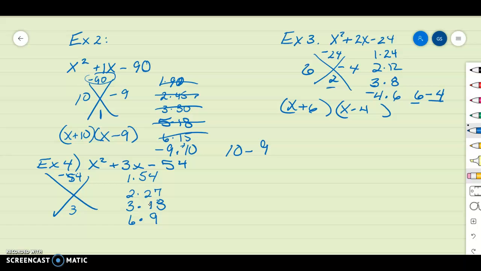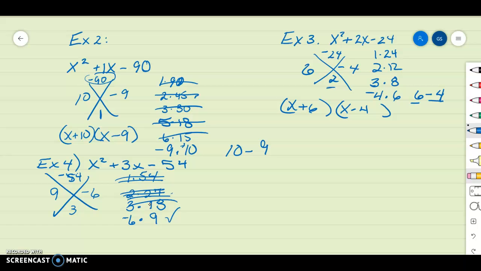Okay. We said 1 and 54 are not going to give us a 3, whether we add or subtract. 2 and 27 are not going to give us a 3, whether we add those numbers or subtract them. 3 and 18 would be either 15 or 21. We don't want those. 6 plus 9 is 15, but 9 minus 6 equals 3. Okay, so this is it.